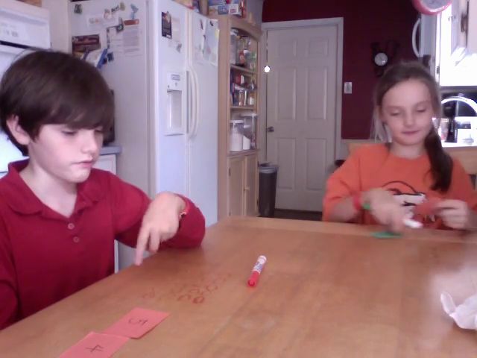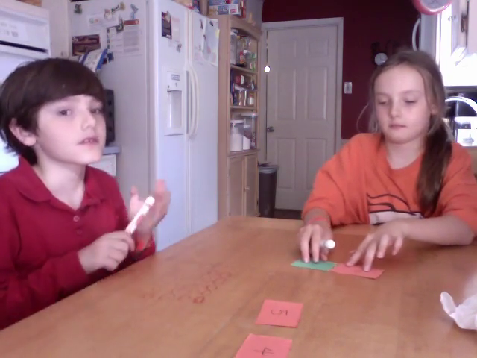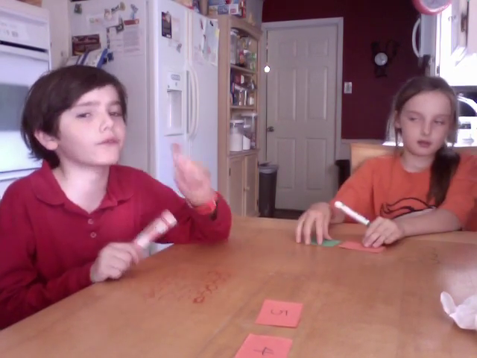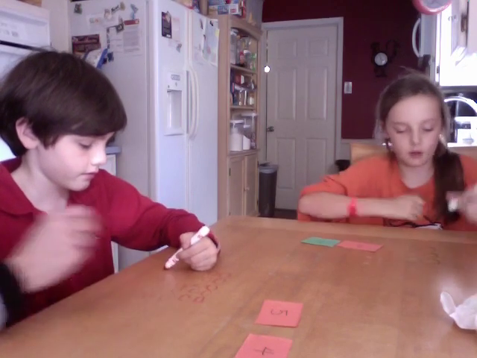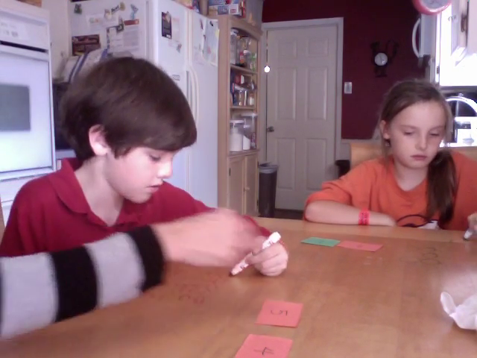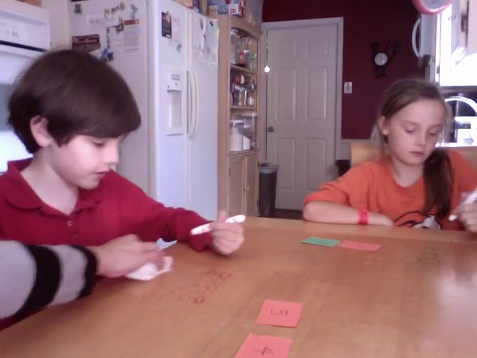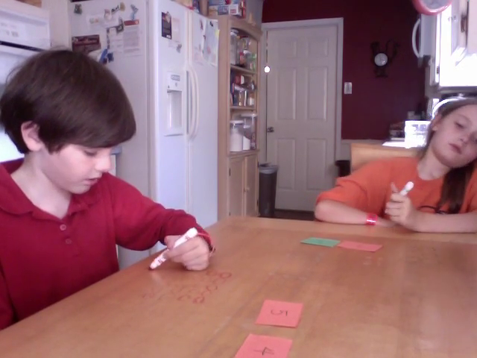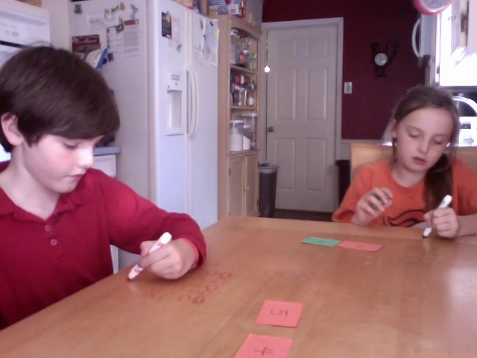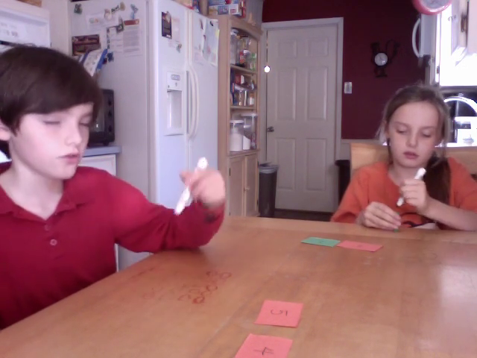4 rows and 5 columns. Okay, so how would you write your problem? I think 5 times... Yeah, 5 times 4. You could say 5 times 4, but that's not how you modeled it, because you modeled 4 rows. So it'd be 4 times what? 5.